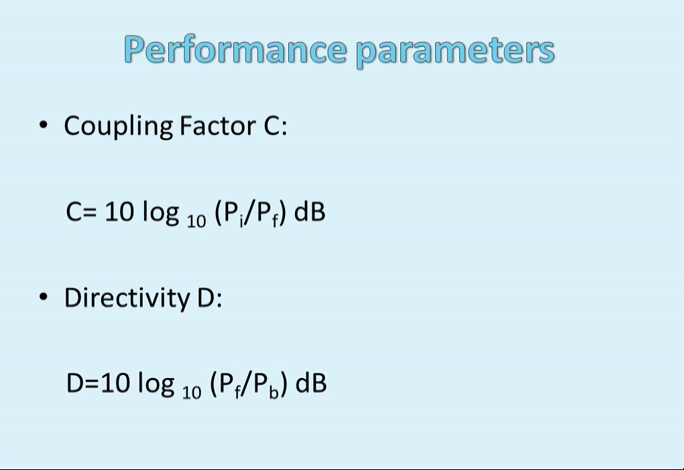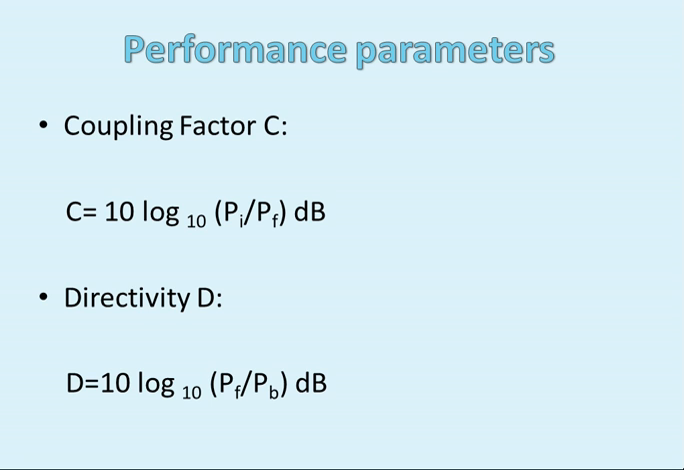Next performance parameter is directivity D. Directivity is defined as the ratio of power PF to the back power PB expressed in dB. So D is equal to 10 log of PF by PB in dB. The coupling factor is a measure of how much incident power is being sampled, while directivity is a measure of how well the directional coupler distinguishes between the forward and the reverse traveling powers.